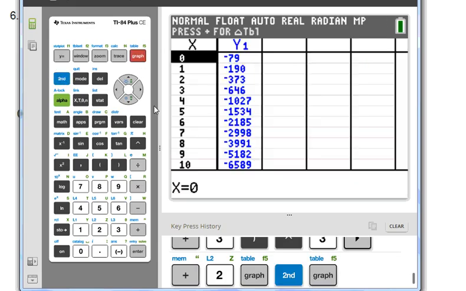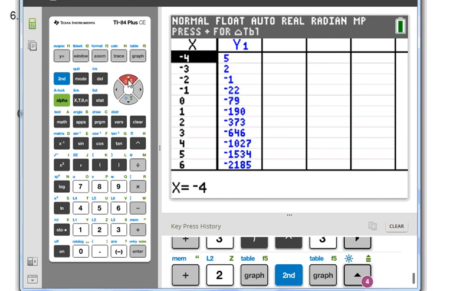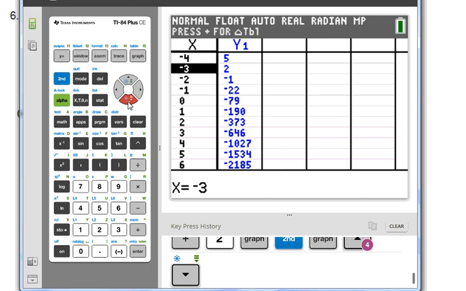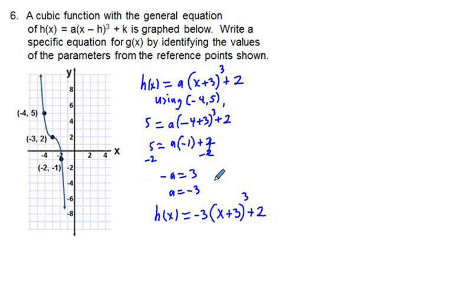Second graph, we have negative 4, 5. We have negative 3, 2. And we have negative 2 comma negative 1. So that all checks out. So it's all there. We're sure of that. Let's go on.